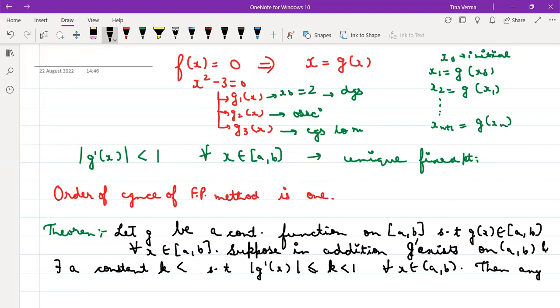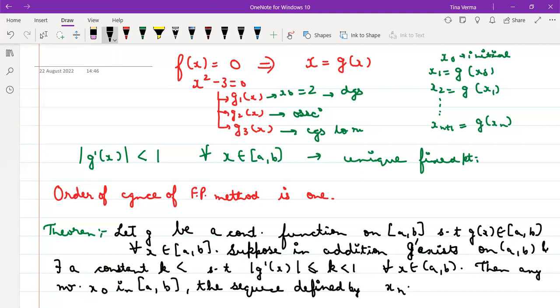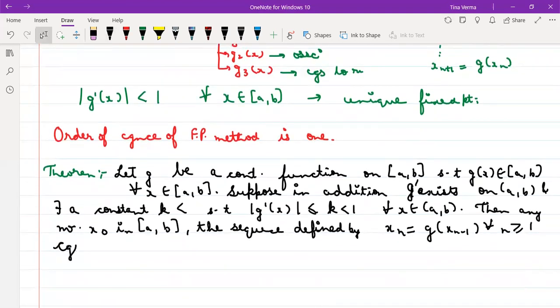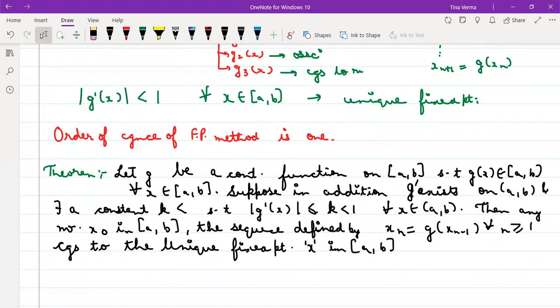any number x naught in [a,b], the sequence defined by xn is equal to g of x(n-1) for all n greater than equal to 1 converges to the unique fixed point x in the interval [a,b].